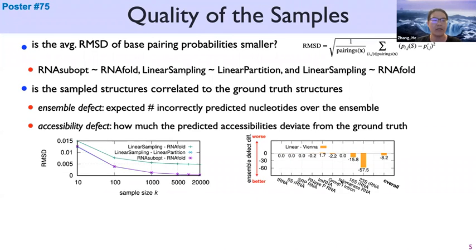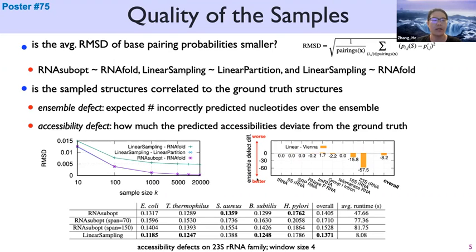We can see that linear sampling's ensemble defects are lower on most of the families, especially on the longer ones. Also, linear sampling's overall accessibility defects are lower on 5S RNAs. We also observed that the local mode of RNA subopt has higher accessibility defects, and surprisingly, it costs more time than its global mode.